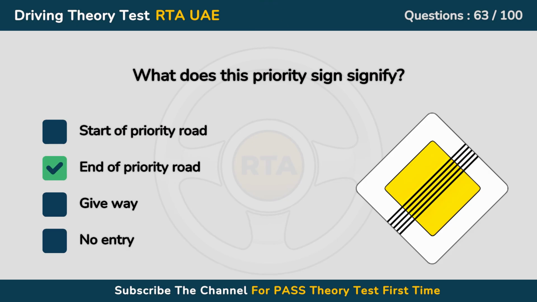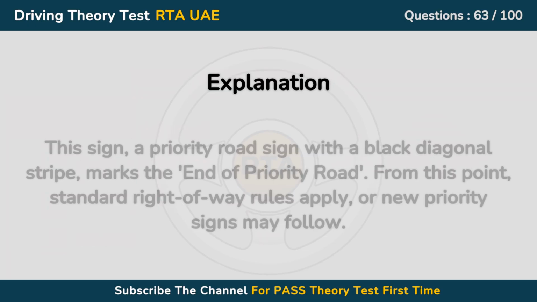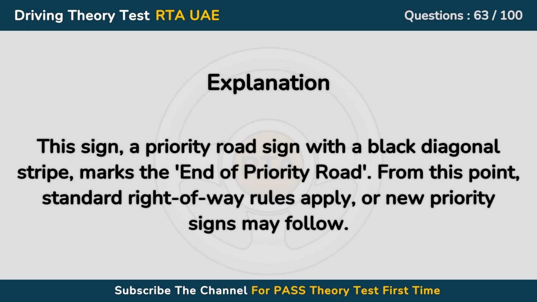Answer is B. End of priority road. This sign, a priority road sign with a black diagonal stripe, marks the end of priority road. From this point, standard rules apply, or new priority signs may follow.